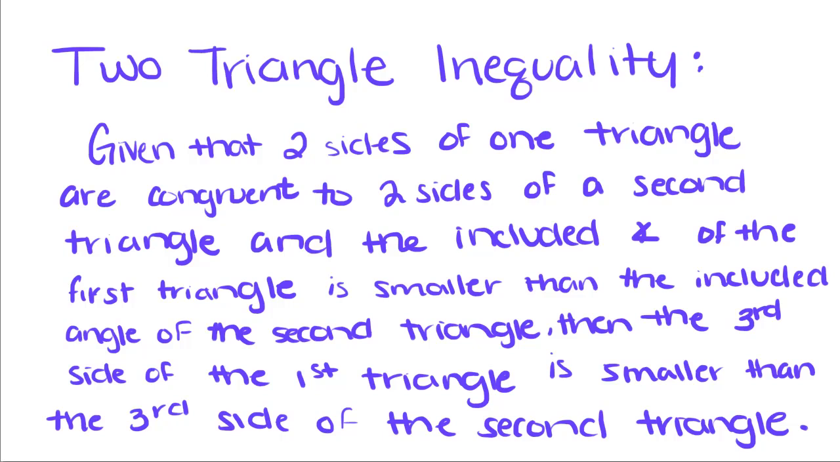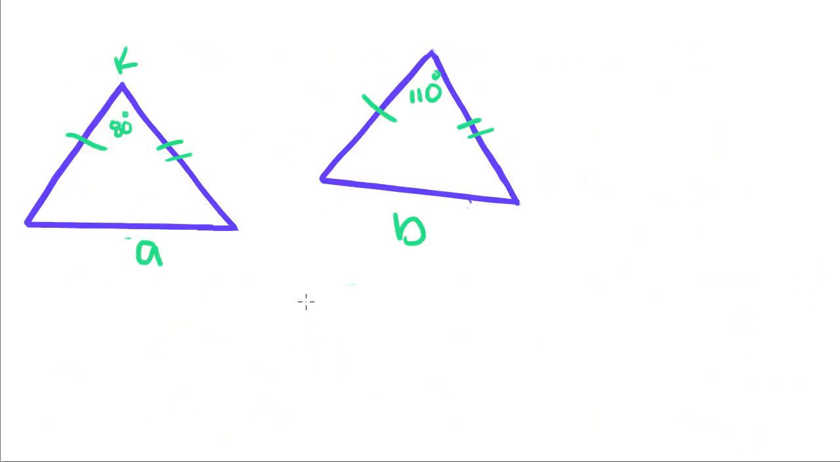Given that two sides of one triangle are congruent to two sides of a second triangle, and the included angle of the first triangle is smaller than the included angle of the second triangle, then the third side of the first triangle is smaller than the third side of the second triangle. So now that you have that definition, I'm going to show you what it means with this picture right here.